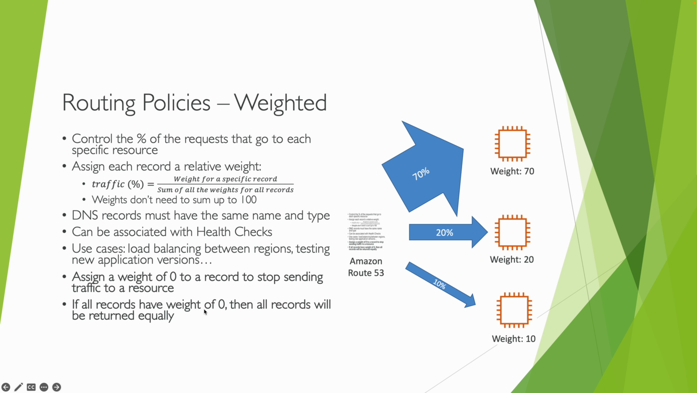If all the records have a weight of 0, then all records will be returned equally. So if you give 0 for all of them, it will send the traffic equally to all these instances. If you keep 0 for one record, it will block the routing to that instance. If you give 0 for all the records, it will send the traffic equally to each instance. Okay, so we'll see how this works.